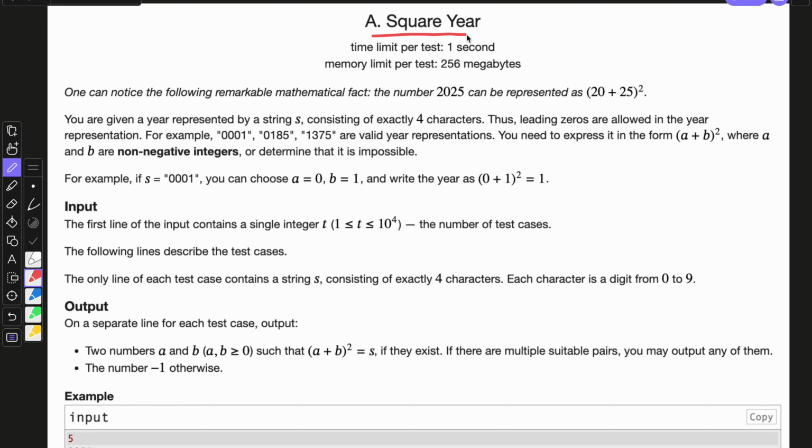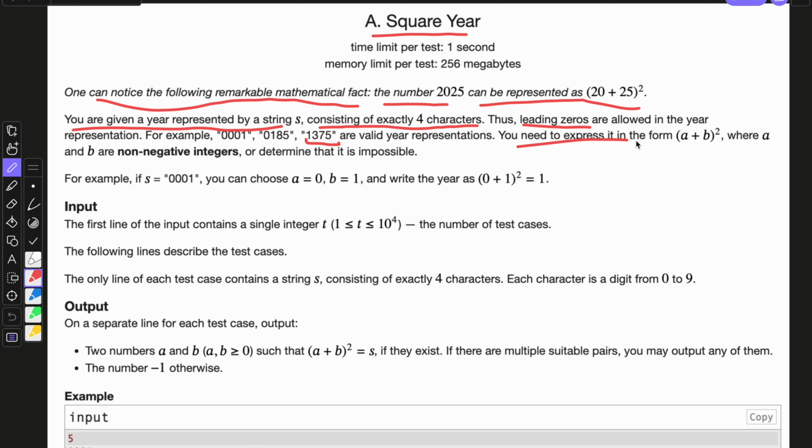Question: a square here, one can notice the following remarkable mathematical fact. The number 2025 can be represented as (20 + 25) whole square. You are given a year represented by a string S consisting of exactly 4 characters. So there is a string S which denotes the year and it has 4 characters. It is allowed that it has leading zeros.